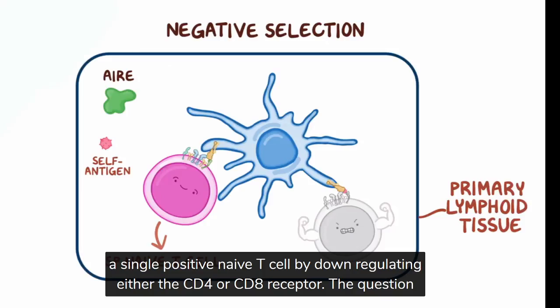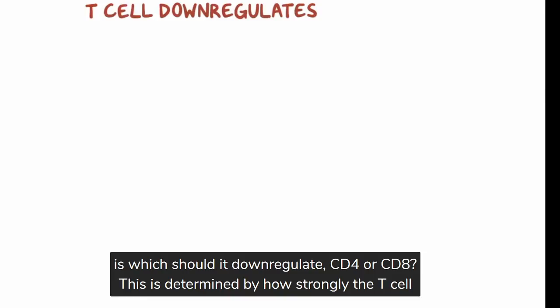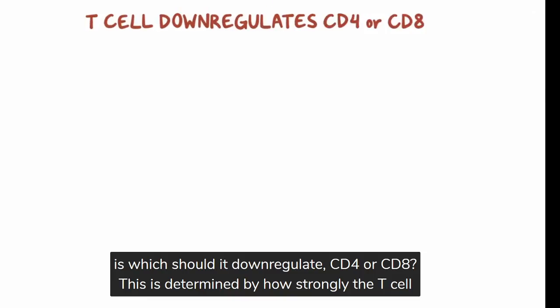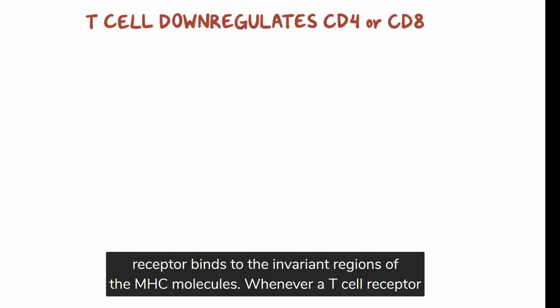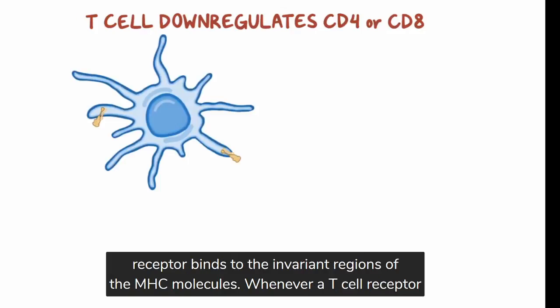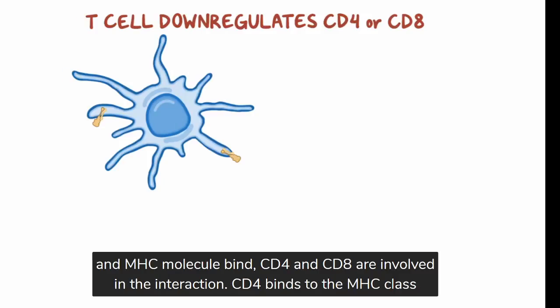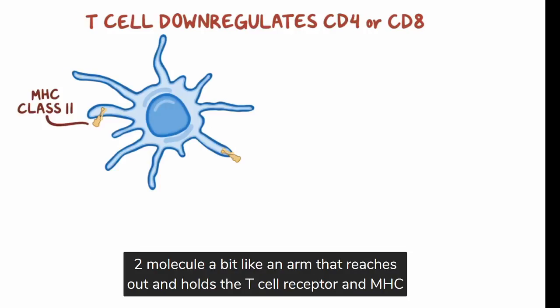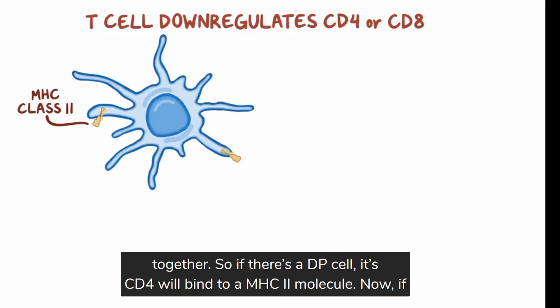The question is, which should it downregulate, CD4 or CD8? This is determined by how strongly the T cell receptor binds to the invariant regions of the MHC molecules. Whenever a T cell receptor and MHC molecule bind, CD4 binds to the MHC class II molecule like an arm that reaches out and holds the T cell receptor and MHC together. So if there's a DP cell, its CD4 will bind to an MHC class II molecule.